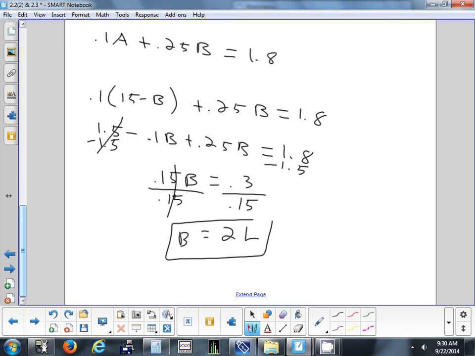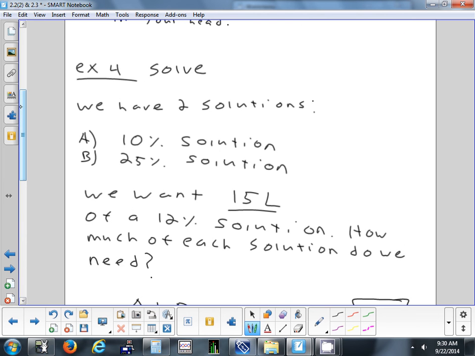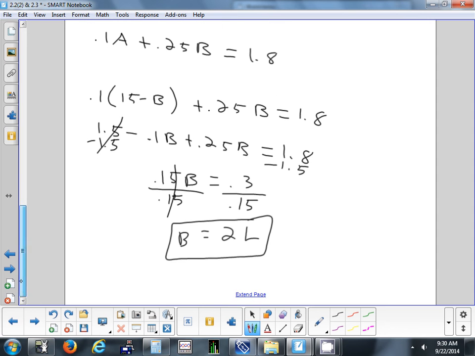2 liters. And let's see if that makes sense. We said we would want a small amount of the solution B. Okay, so how much of solution A do we need? We know our total. We know how much of B. Orlando? 13. Yep.